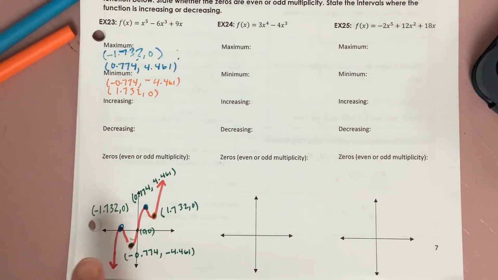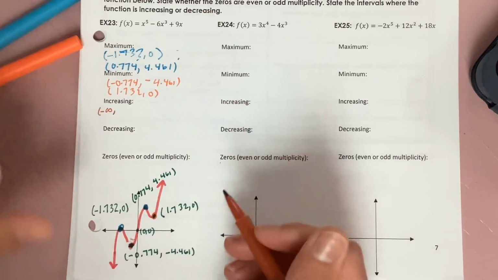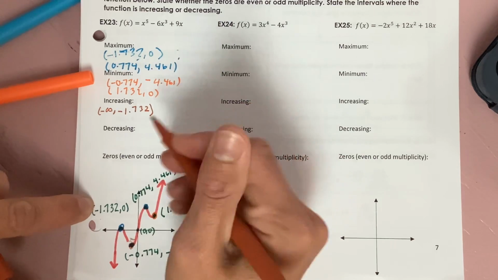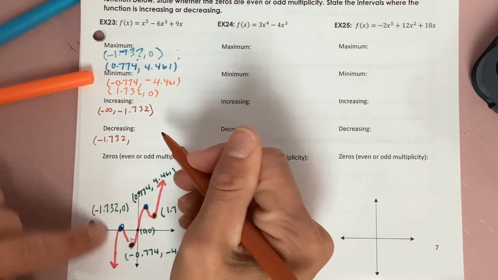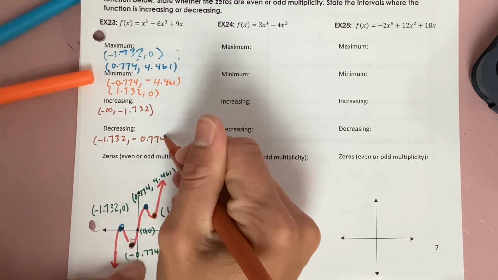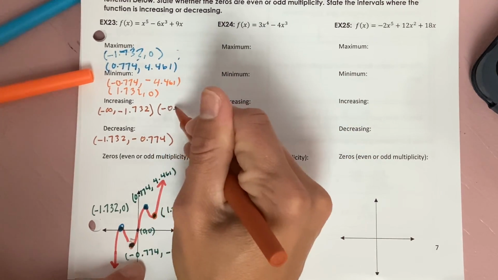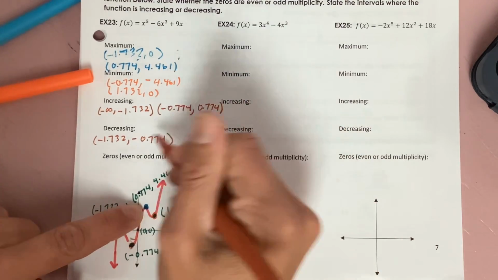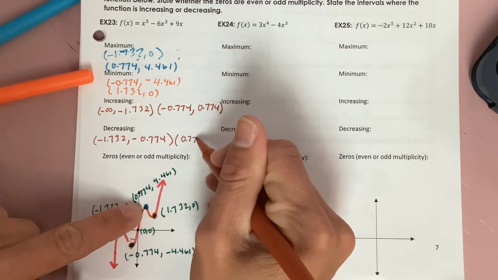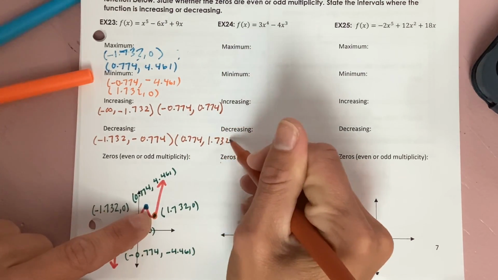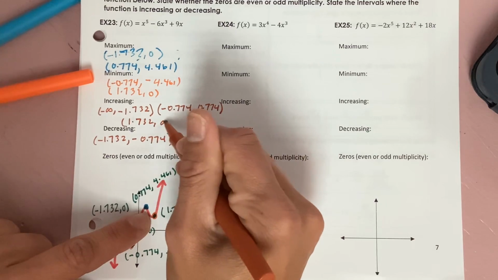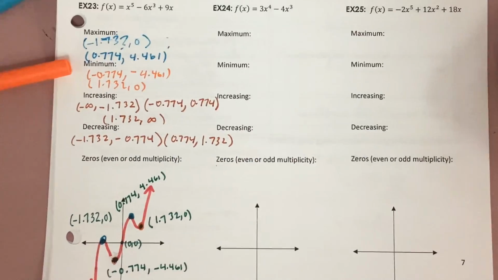Okay, and then for the increasing, which we kind of already talked about, we would start increasing from negative infinity all the way to this x value right here, negative 1.732. And then you would decrease from negative 1.732 all the way to this x value, negative 0.774. And then you would increase from negative 0.774 all the way to 0.774. And then you would decrease from 0.774 all the way to 1.732. And then you would increase from 1.732 all the way to infinity. All right, lots of decimals, I know.